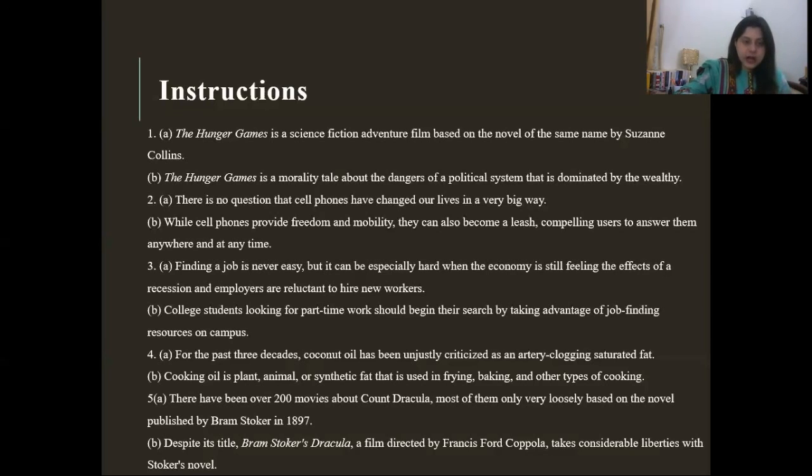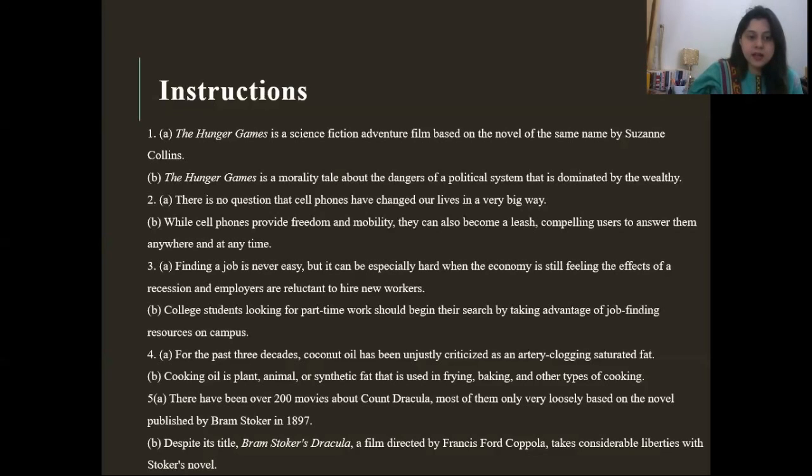Let's look at the topic number 4. For the past 3 decades, coconut oil has been unjustly criticized as an artery clogging saturated fat. Okay? So for the past 3 decades, coconut oil has been criticized. Right? Now let's look at the second one.